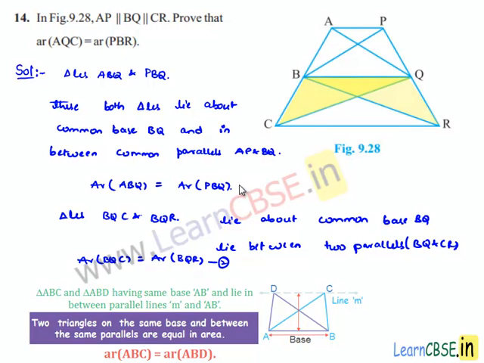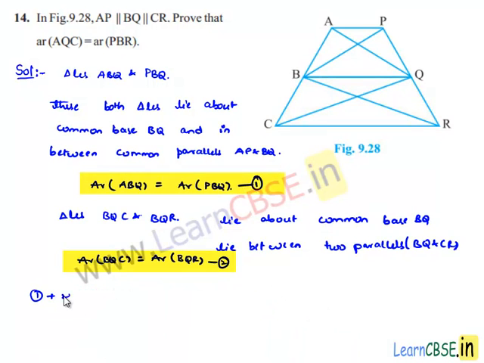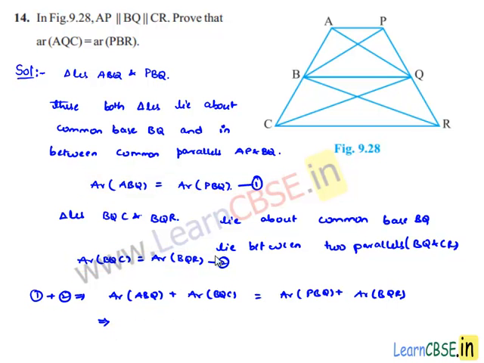Let this be equation number 2 and the above one be equation number 1. Now, by adding 1 and 2, we get area of ABQ plus area of BQC is equal to area of PBQ triangle plus area of BQR triangle, which implies area of ABQ plus BQC is the area of AQC, which is equal to area of PBQ plus area of QBR, which is equal to area of PBR. Therefore, this is the required proof. Hence proved.